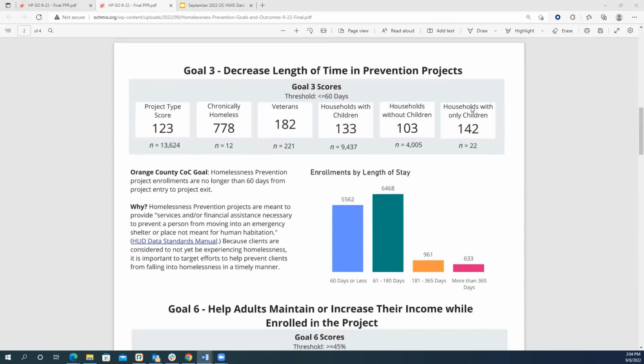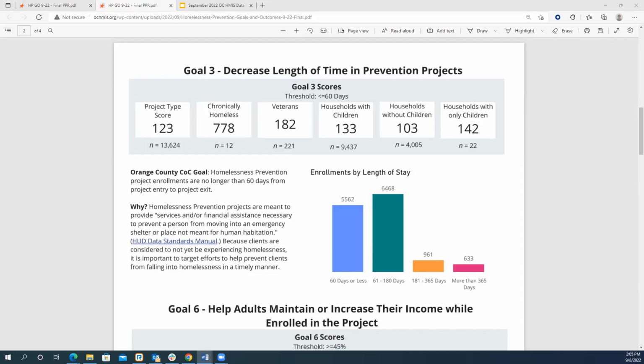Okay, getting into the specific measures a little bit. So again, goal 3 is looking at decreasing the length of time in prevention projects. For each measure, you'll be able to see the subpopulation for different household types. We also include veterans, chronically homeless, and then the project score overall.